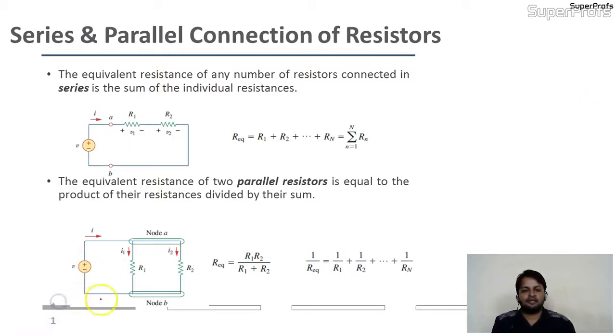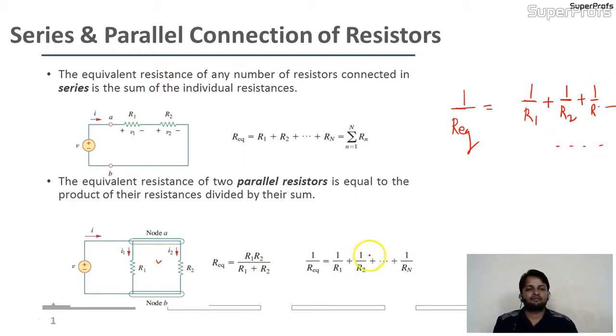Good. Now come to the parallel combination. This is the parallel combination. In the parallel combination, the R equivalent is given by this: 1 by R equivalent is nothing but 1 by R1 plus 1 by R2 plus 1 by R3 and so on. Is it clear to you people? This is the formula for parallel combination. So if you have only two elements, R1 and R2, connected in parallel, then 1 by R equivalent equals 1 by R1 plus 1 by R2.